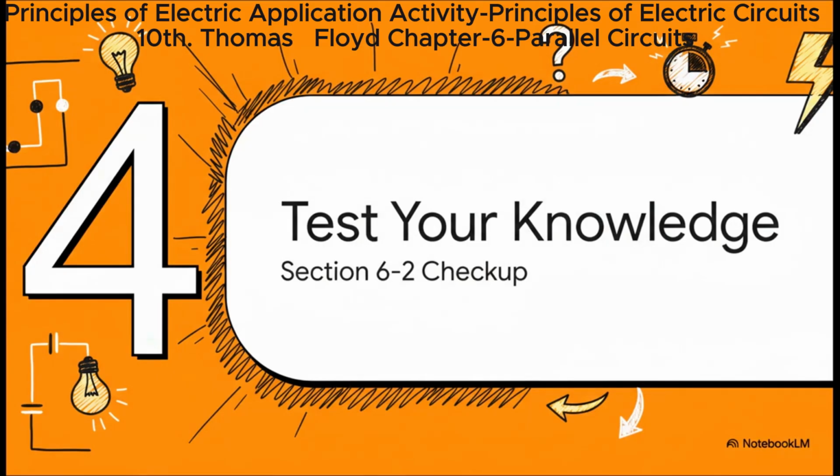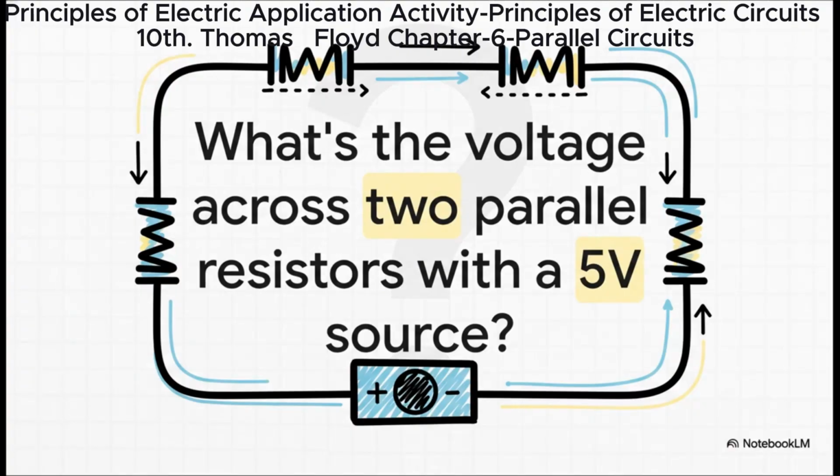Okay, you've seen the theory, you've seen an application. I think it's time for a quick knowledge check. Let's do a few rapid-fire questions to really make sure this is solid. First question for you. You've got a 100 ohm resistor and a 220 ohm resistor. They're connected in parallel with a 5-volt source. What's the voltage across each resistor? Go ahead and think about it.